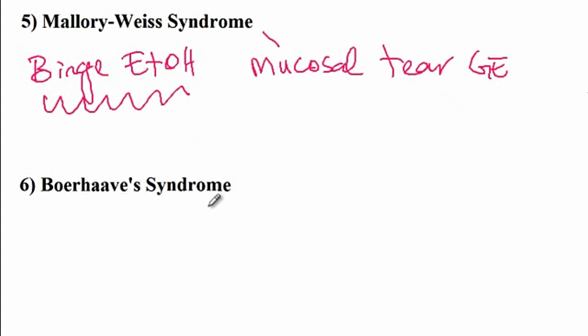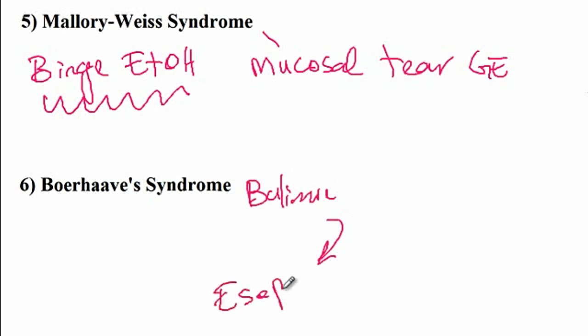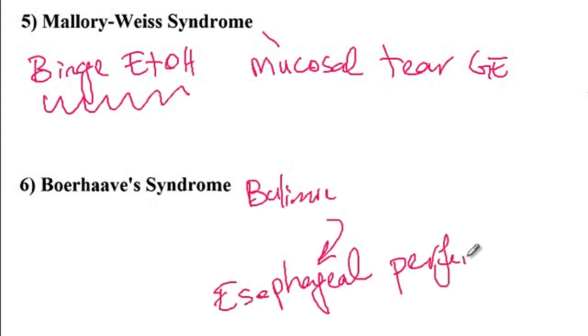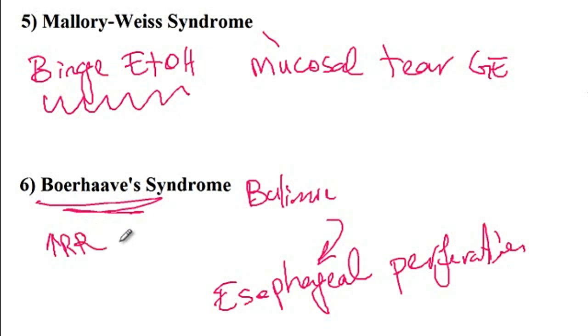And with Boerhaave syndrome, the forceful vomiting that is associated with binge drinking of alcohol, or in patients with bulimia, can lead to esophageal perforation. And so patients with Boerhaave syndrome generally present with pain, tachycardia, hypotension, as well as increased respiratory rate. And once you obtain an X-ray of these patients, the chest X-ray will show you air in the mediastinum.